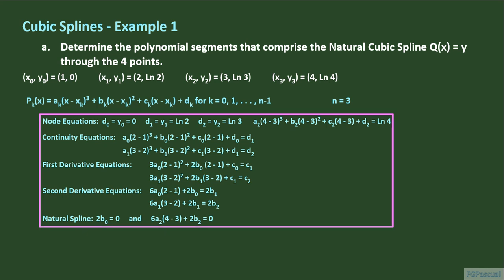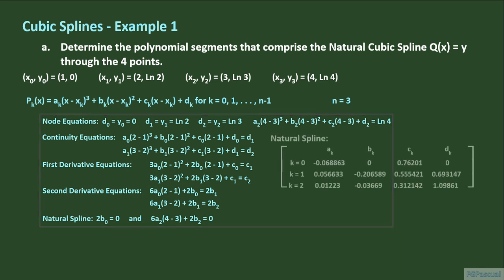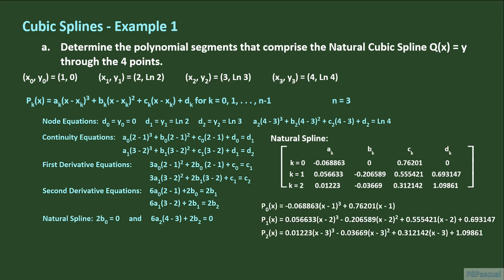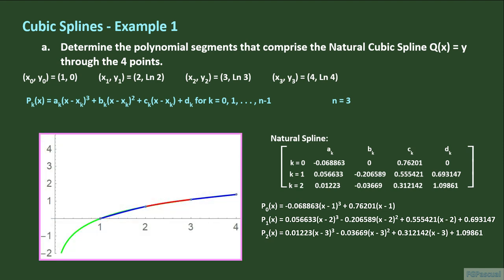Using computer software to find the different values of the unknowns, this is the solution that we obtain. And here are the formulations for the different polynomial segments. And here is the graph of the cubic spline, where we have colored the different segments differently. This first blue segment is p sub 0, this is p sub 1, and this is p sub 2. The green curve is the graph of y equals ln x, which we might have surmised as the original function from which the different nodes came.